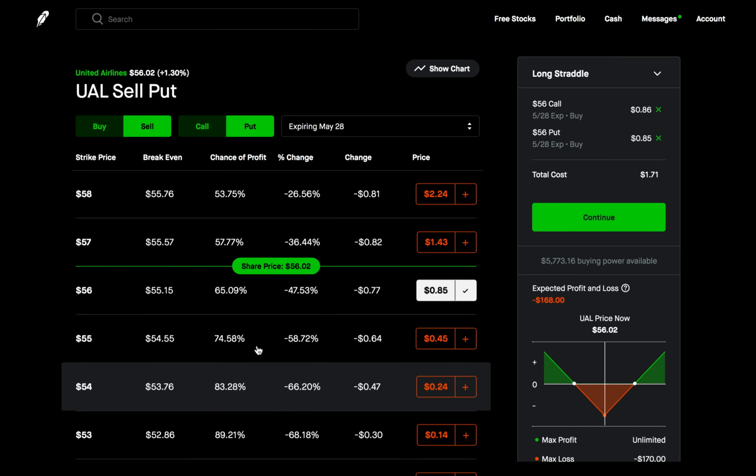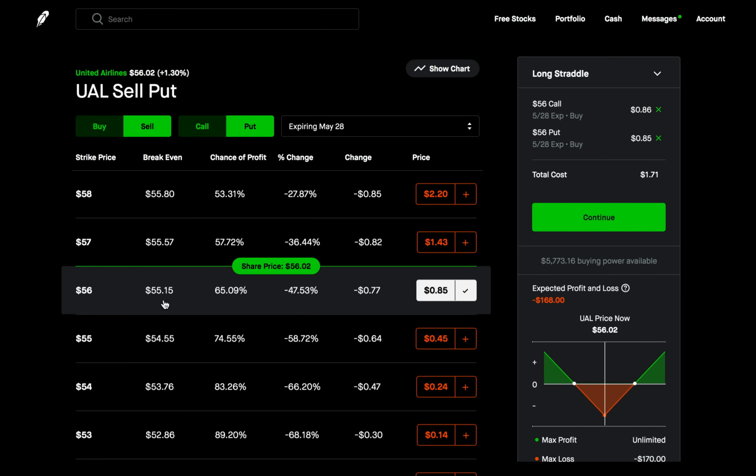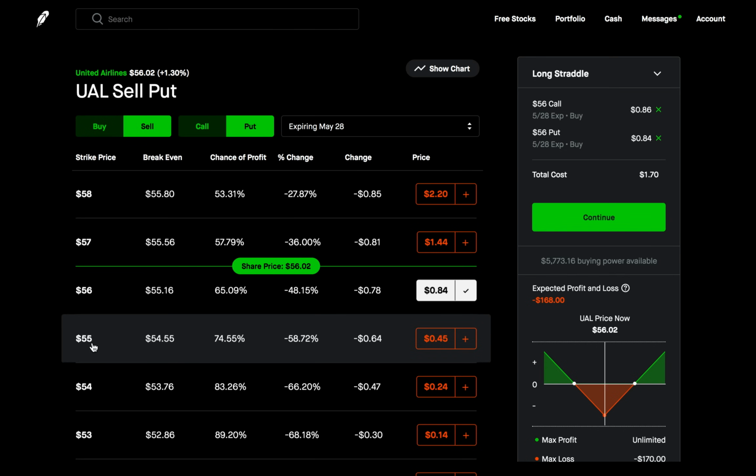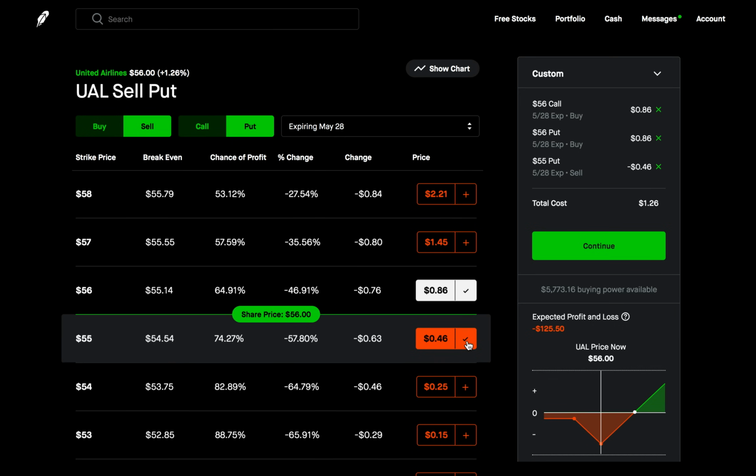So that's going to be the ones down here. And so I'm going to just choose the one right below the strike of the put that we bought. So I'm going to go ahead and sell the $55 strike put here. Now, when you sell an option, you receive a premium. So I'm receiving 46 cents per share. Again, there's 100 shares in each one of these contracts. I'm going to receive $46 here.